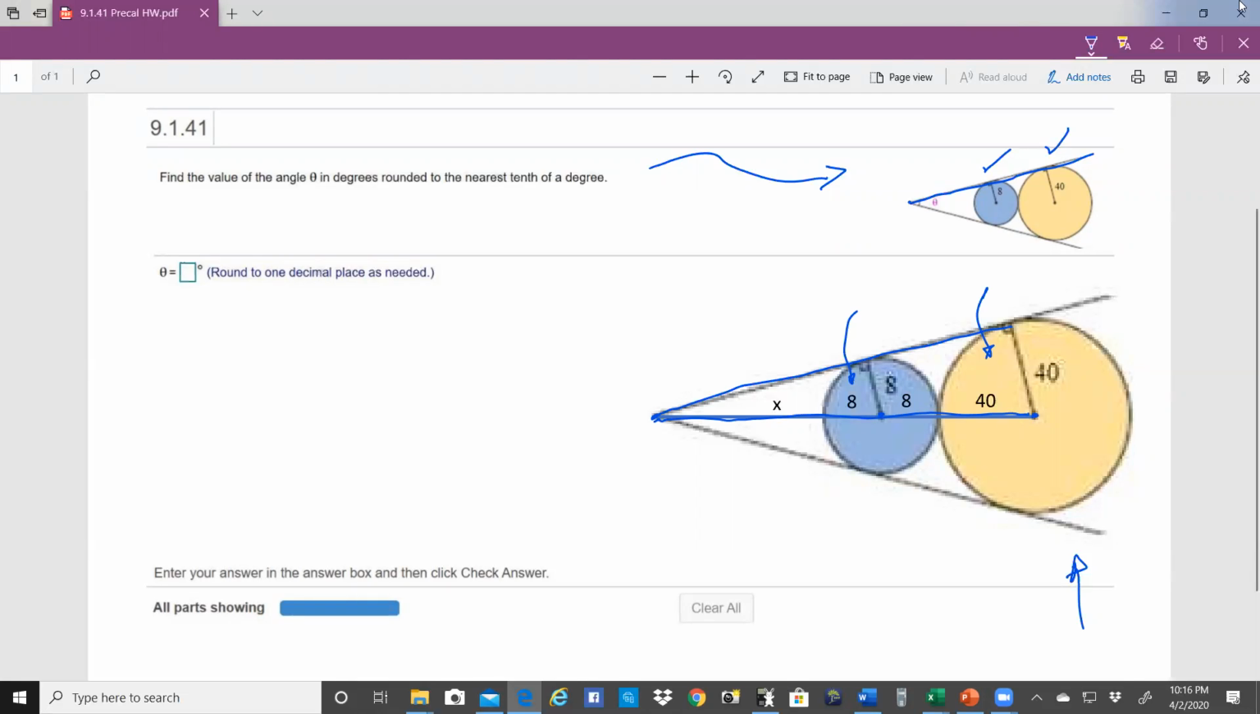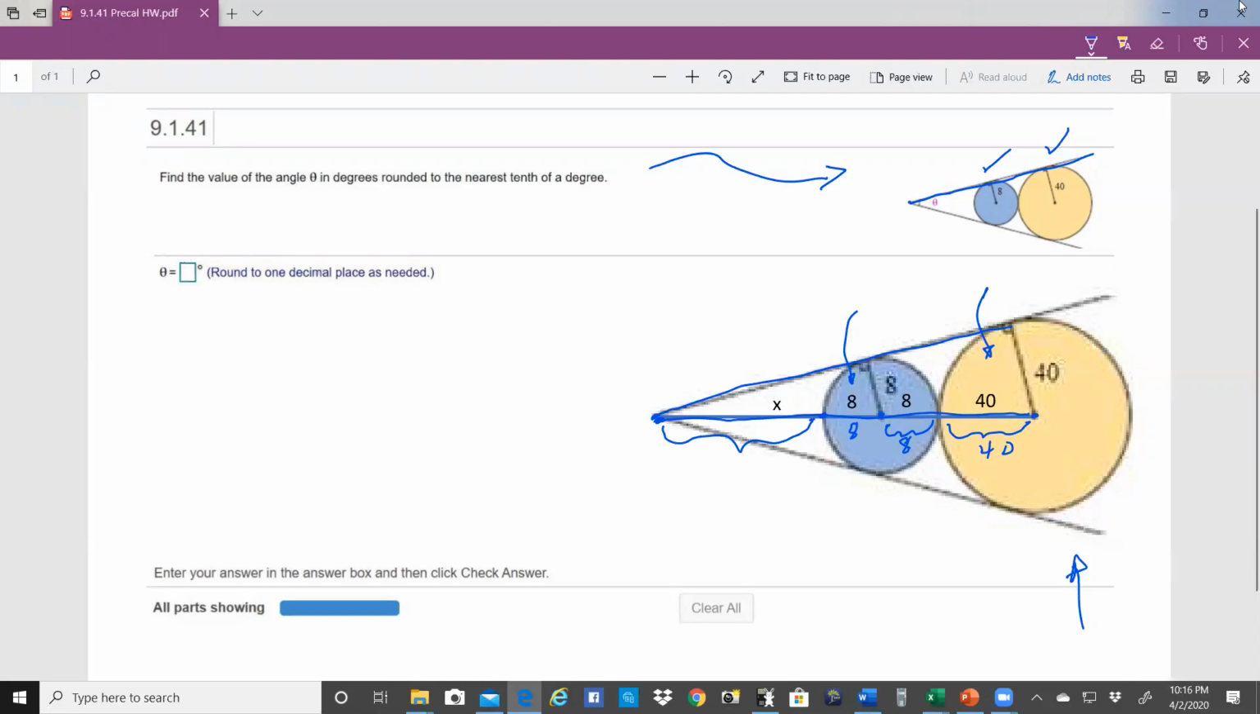And notice, since the radius of the circle is 40, we have this length is also 40. This length is 8. The radius of that circle is 8. And then, of course, this is 8. And then we're going to let x be the distance between the apex of the triangle here to the circumference of the smaller circle.